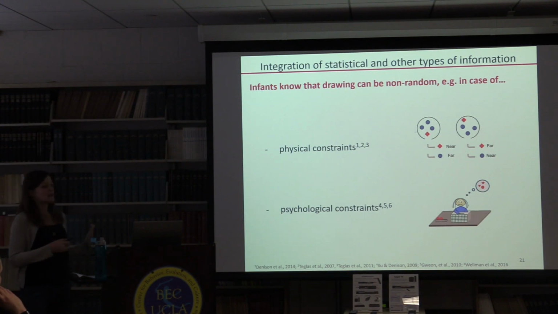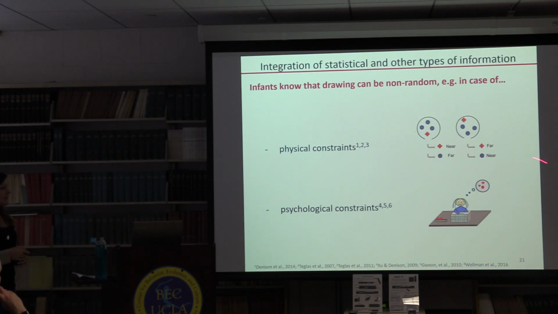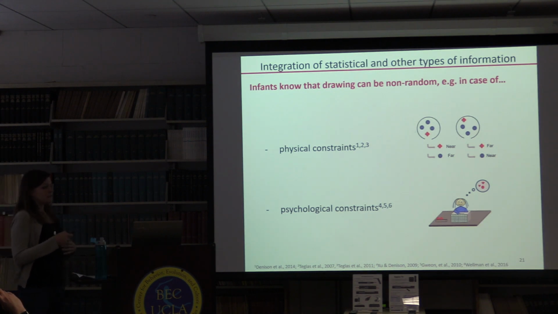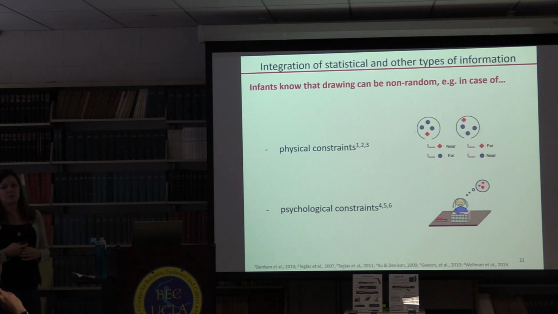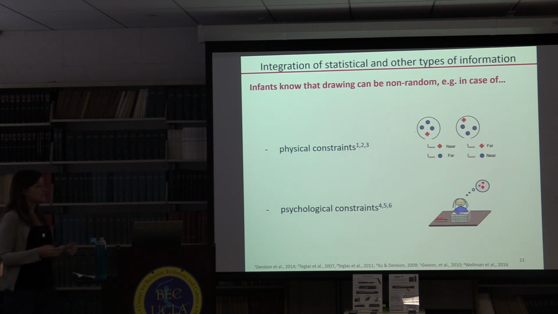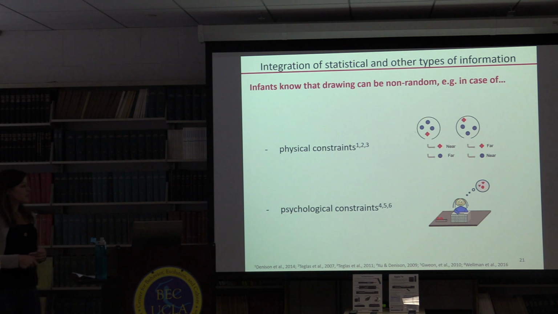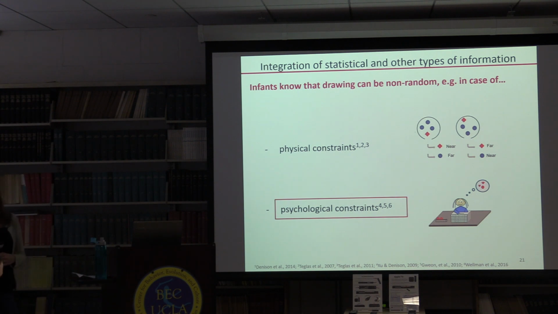Also, infants know that psychological constraints can influence sampling events. For example, when an experimenter has a preference for one type of object and visual access to the population while sampling, then infants expect the sample to reflect these preferences regardless of the population's composition. So for the apes so far in all the studies, sampling was always apparently random. So the question was whether chimps also know that under some circumstances sampling can be non-random, and whether they can use information about mental states to judge whether this is the case.